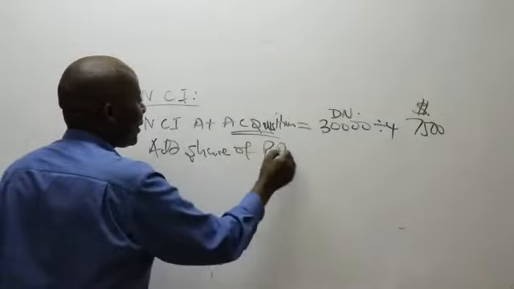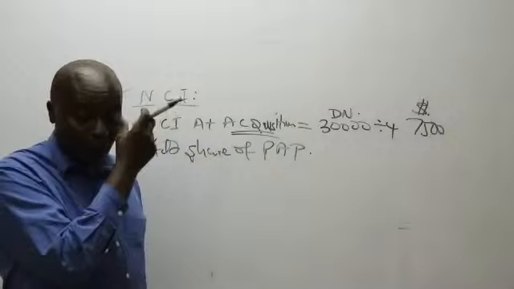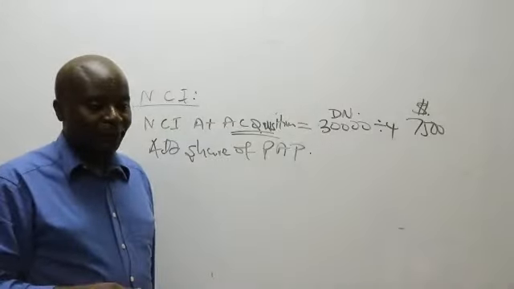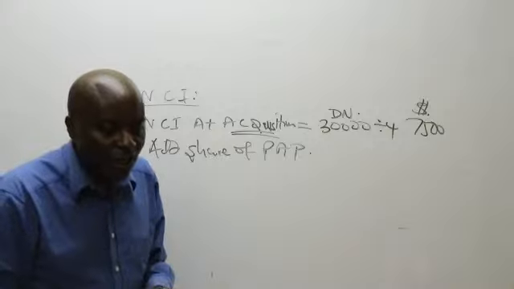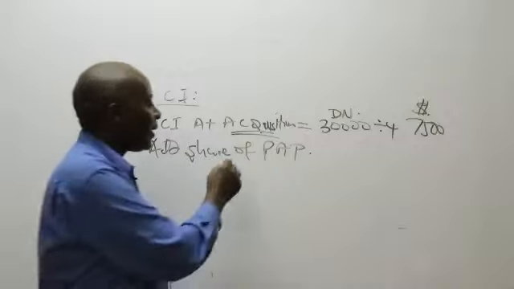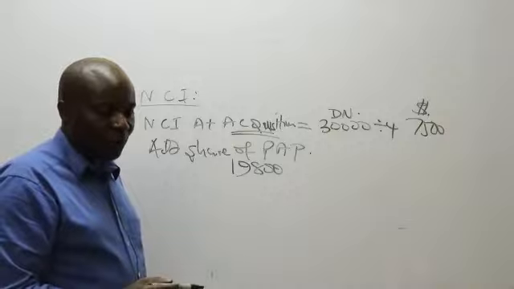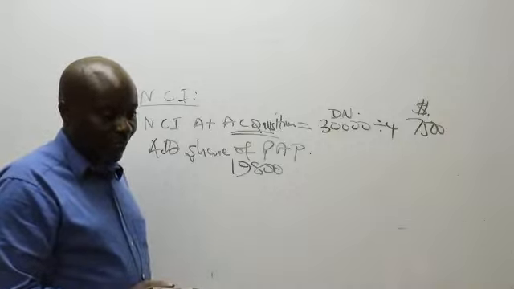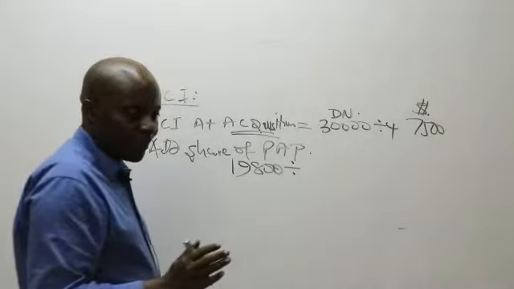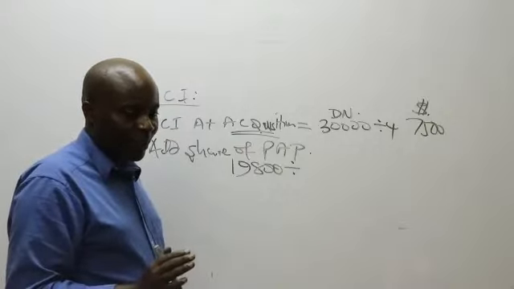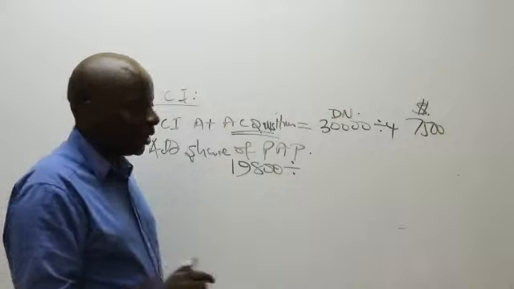Share of POP. Is there somebody who is able to remember the share of POP? 9,300. 19,800 was in form of DN, I think. So DN, no problem. Come and divide this by the average rate. What is the average rate? 3. So divided by 3.